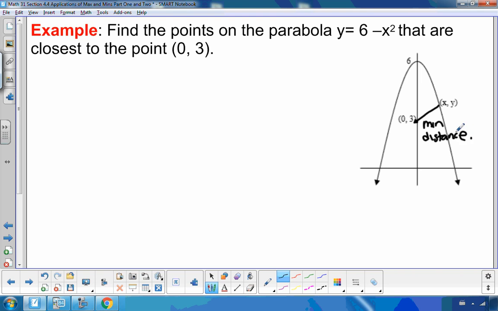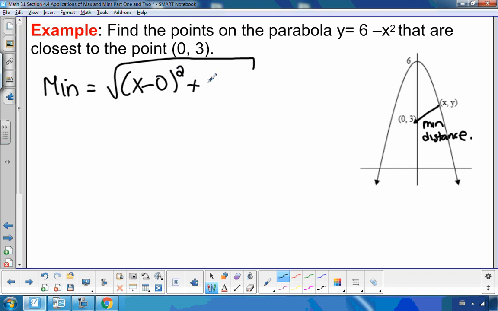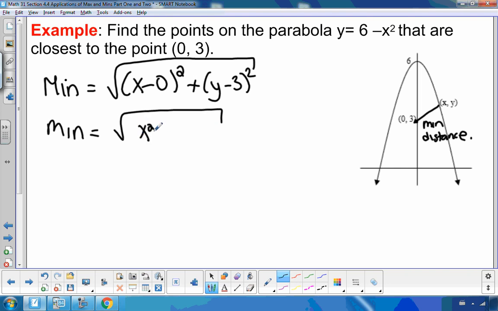Okay, so let's look at the equations that we have. If I want minimum distance, well then I'm going to use the distance formula. So the distance formula is the root of x2 minus x1 squared plus y2 minus y1 squared. So I'm finding the distance between these 2 points here. Okay, so simplifying that, it's just going to be the root of x squared plus y minus 3 squared.